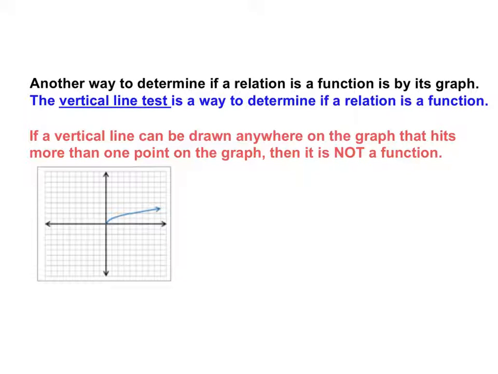Perfectly straight up and down. Can you draw a line anywhere that will hit more than one of those points? The blue part is the graph, right? The black is just the axis. Can you draw a vertical line anywhere that will hit more than one of those points?